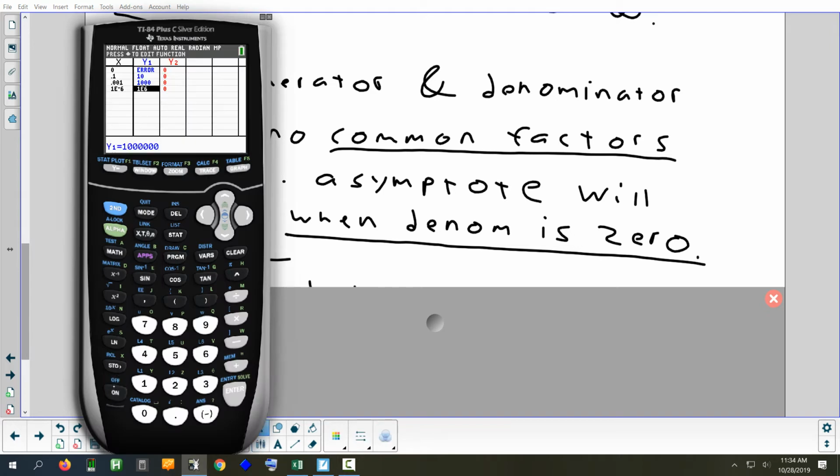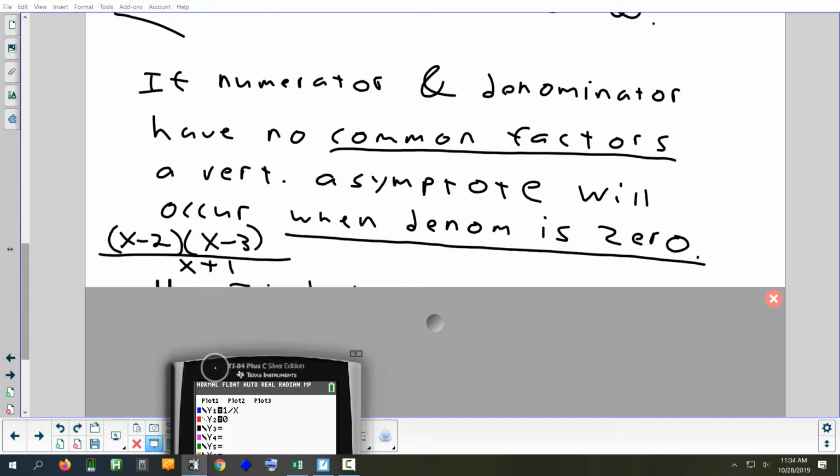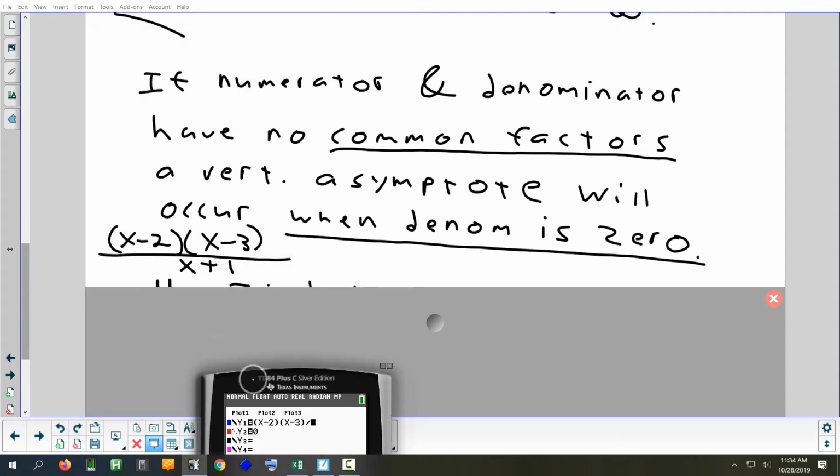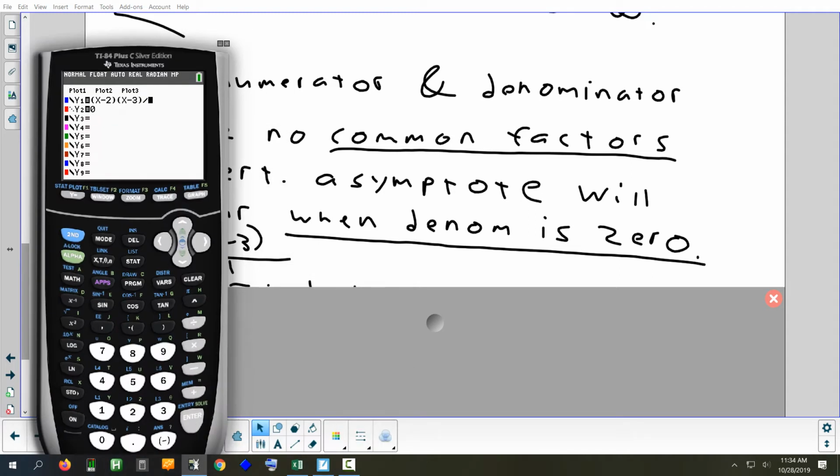Let's graph it and see what it looks like. (x minus 2)(x minus 3) divided by x plus 1. Now, Brianna said that -1 was the vertical asymptote. So that means as we get near -1, all of a sudden this graph should just take off. Maybe it goes up, maybe it goes down. I don't know. Let's see what happens.